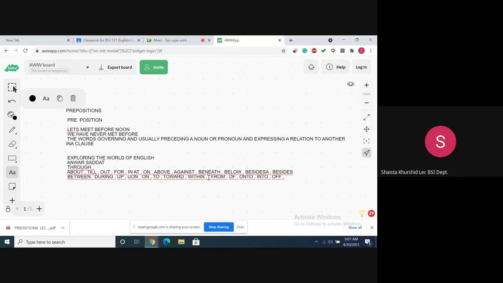As I said, when you Google this word prepositions, you will find a list of prepositions. So these are the prepositions. Some of them are double prepositions. Some are, we can say, participle prepositions as well. I'll be discussing participle prepositions with you. But before that, let me discuss some of the collocations with you.